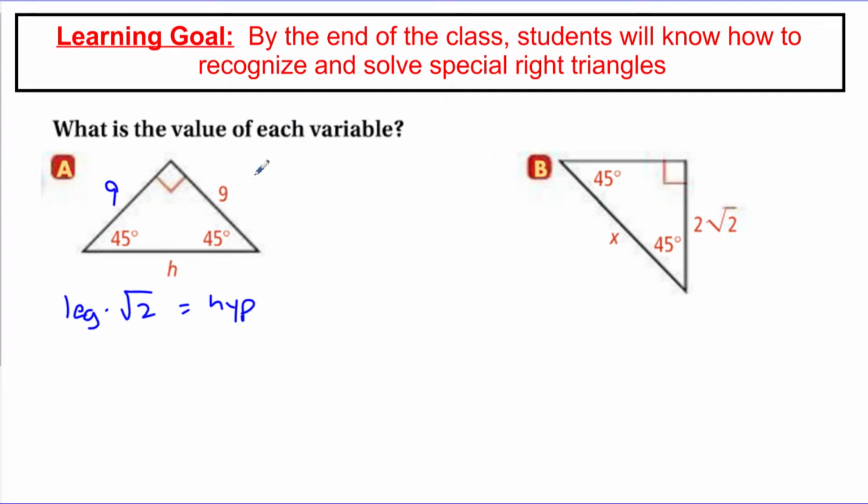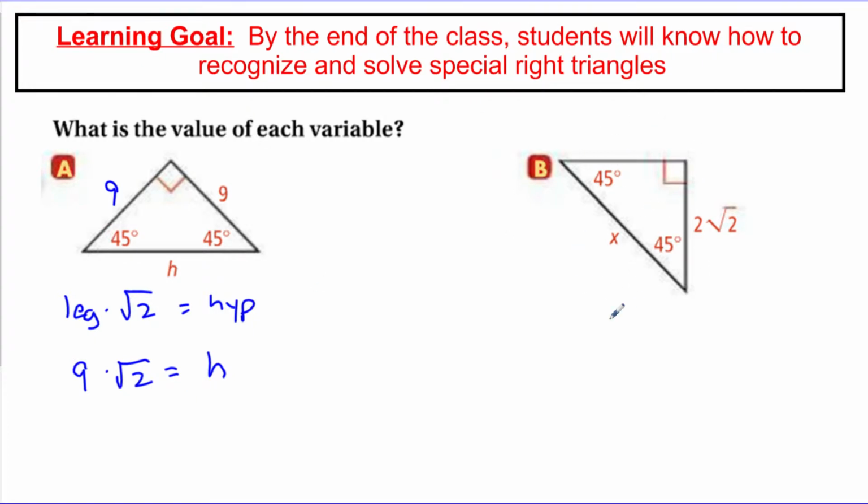So if I fill in what I know, 9 is a leg, times the square root of 2, and my hypotenuse is what they called h. So I would just call h 9 square root of 2. So no Pythagorean theorem, no special calculation necessary. You're just going to plug into the formula and simplify.